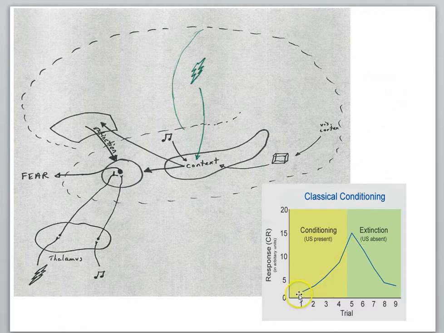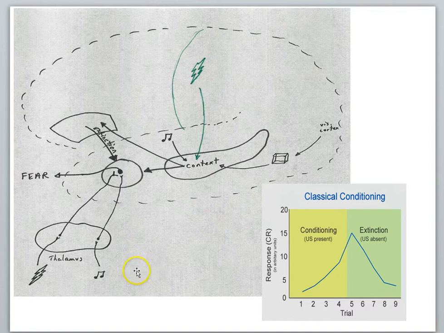So first, let's imagine the animal is undergoing some training. Tone shock, tone shock, tone shock. So we have the conditioned response on the y-axis here, trial 1, 2, 3, 4. And in the conditioning training, we get tone shock, tone shock, tone shock, and pretty soon the animal is responding with fear to the tone, right? So that's the conditioned response.